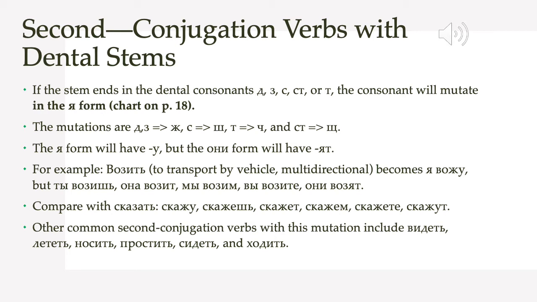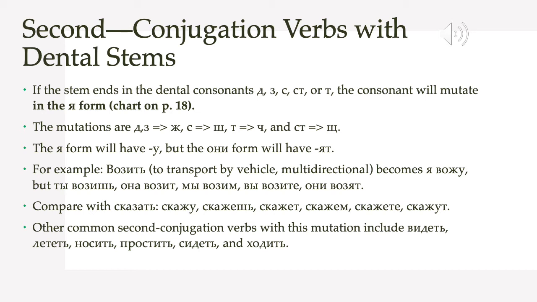When this happens, the ya form will have u in the ending, but the oni form will have yat, because the eight-letter spelling rule will only be in effect for the ya form. It will not be in effect for the oni form. Let's look at an example. Возить, which means to transport by vehicle in a multidirectional fashion. So this is the multidirectional form of to transport by vehicle.